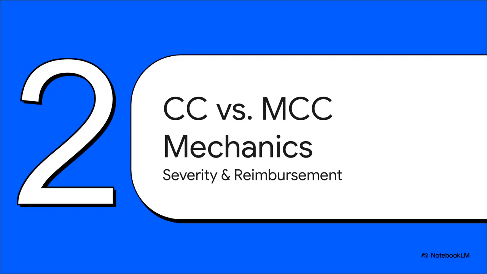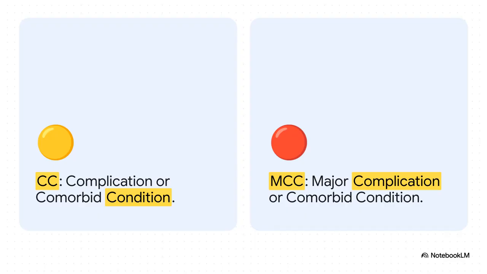Now that we know what actually qualifies as a secondary diagnosis, let's look at why they are so incredibly powerful in revenue cycle management. Let's move into Section 2, understanding CC versus MCC mechanics. Secondary diagnoses that really move the needle on hospital resources are broken down into 2 main tiers. First up, we have a CC, which stands for complication or comorbid condition. These add moderate severity to the patient's overall profile. Think of things like anemia, a UTI, or malnutrition.